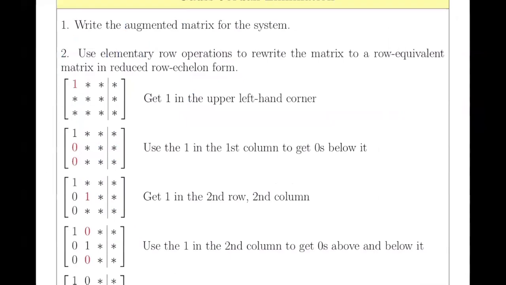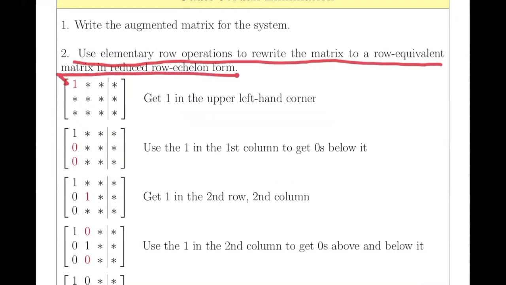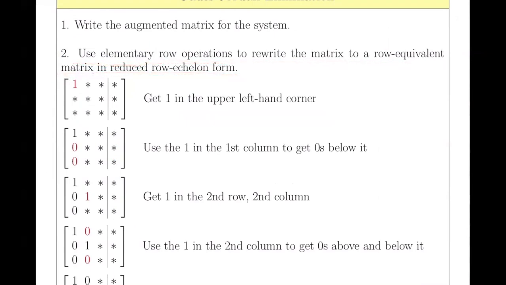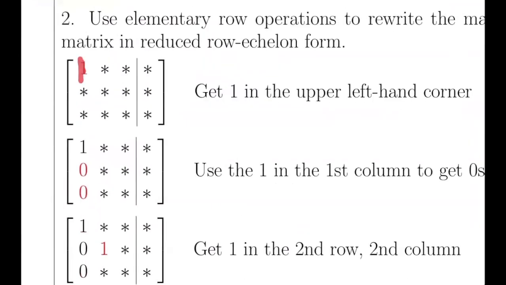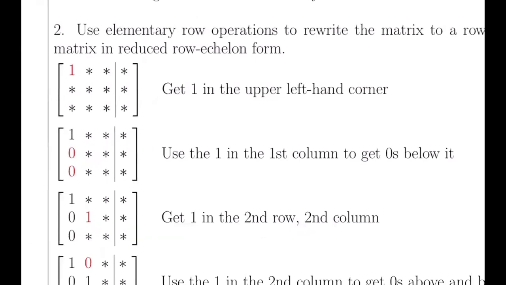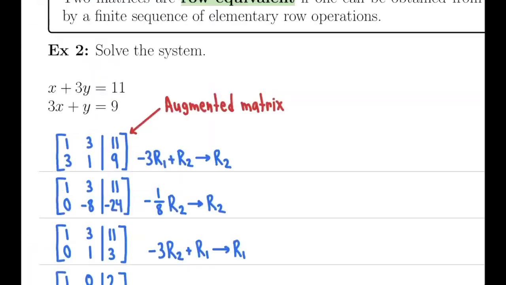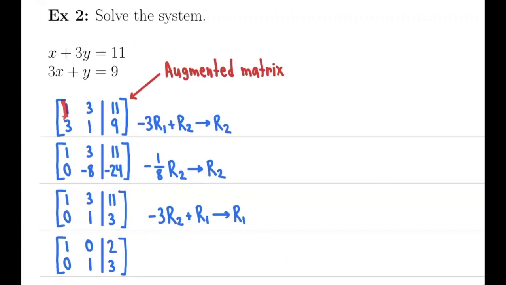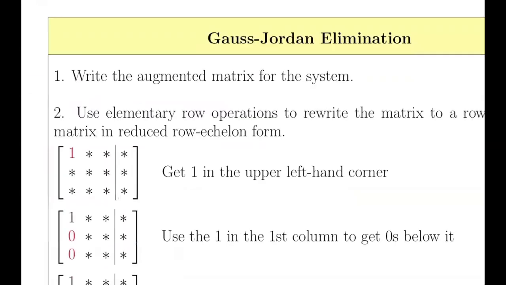And the next step is to use elementary row operations to rewrite the matrix to a row equivalent matrix in reduced row echelon form. Again, to get reduced row echelon form, you need to get a 1 in the upper left-hand corner of the matrix. And then you use that 1 in the first column to get zeros below it. Like what we did right here to get a 0 below that 1 right there. We did -3 times the first row, and we added it to the second row, and we got a 0 there.